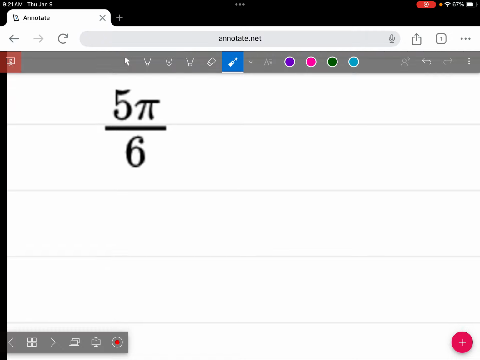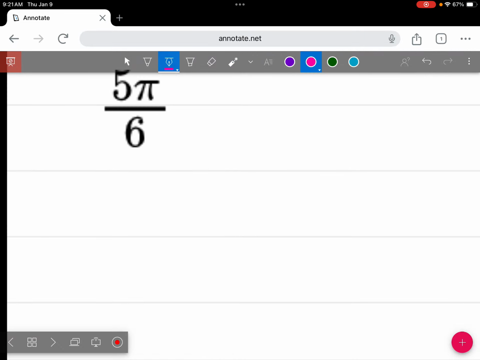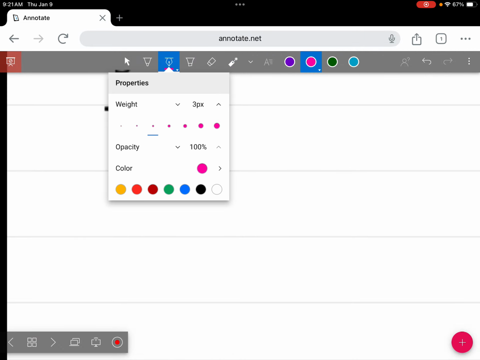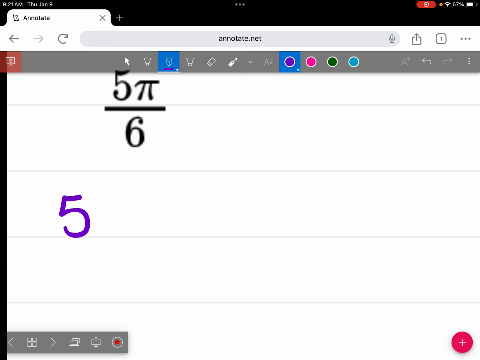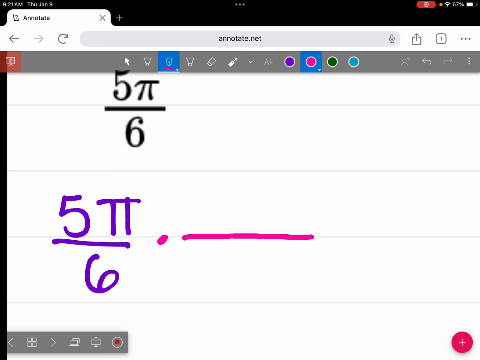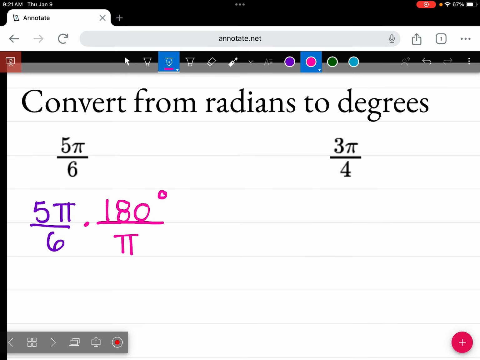So we've got 5 pi over 6 as our radian measurement. We have 5 pi over 6. And I want to have degrees, so when we do that unit conversion, I need to make sure we have our degrees on top. I need to wind up in degrees. Our radians are going to cancel out.